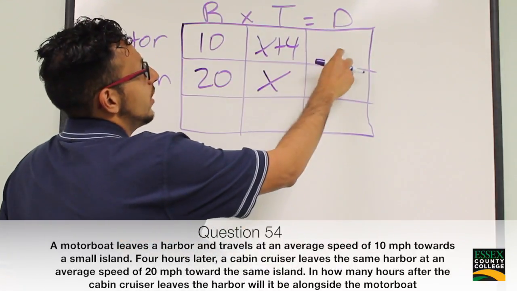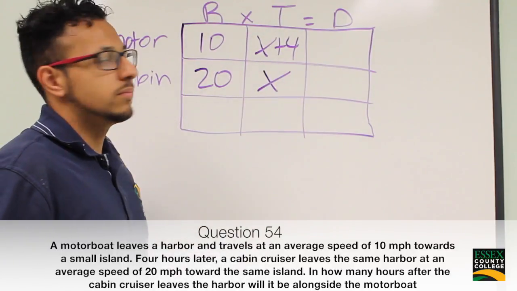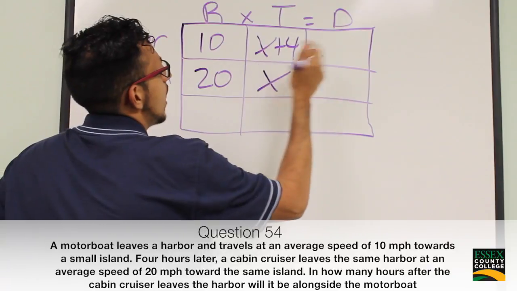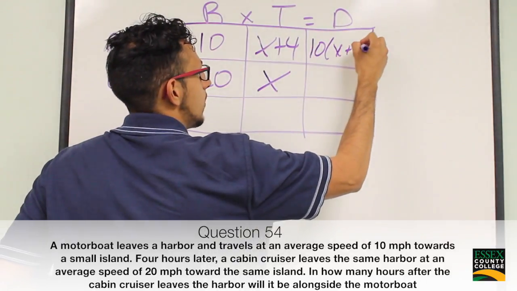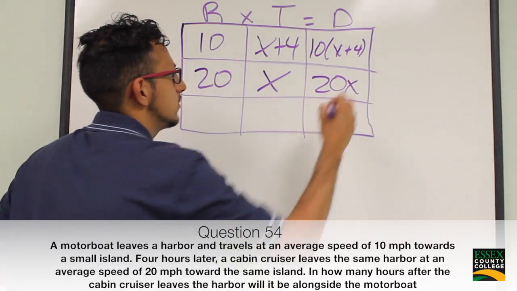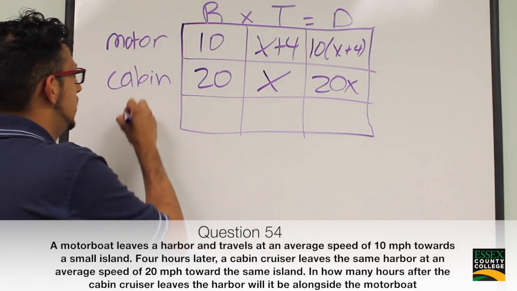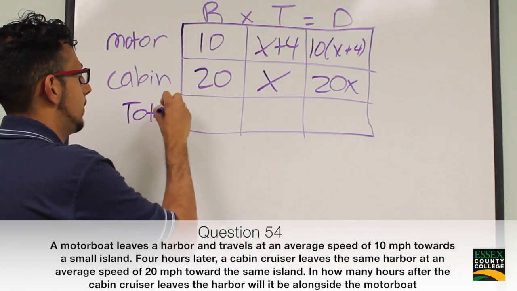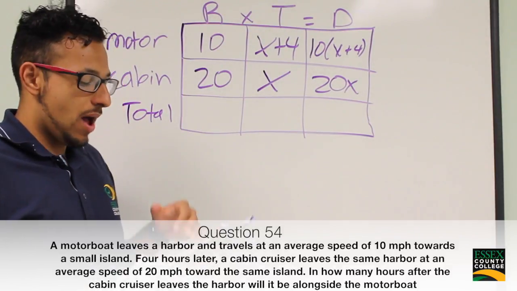So now to fill in the distance column, we're just going to do the rate times time. So here we're going to write 10 times X plus 4. And here just 20 times X, which is just 20X. Usually for a rate times time equals distance problem, this last one is total. But we have to understand the problem.